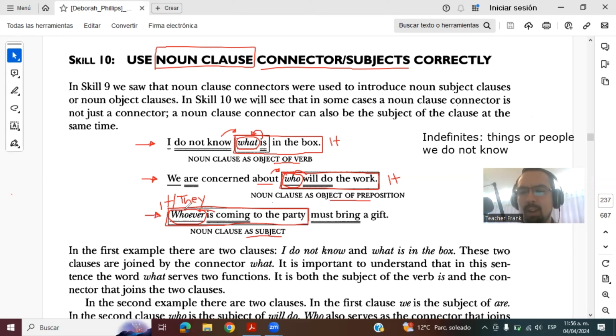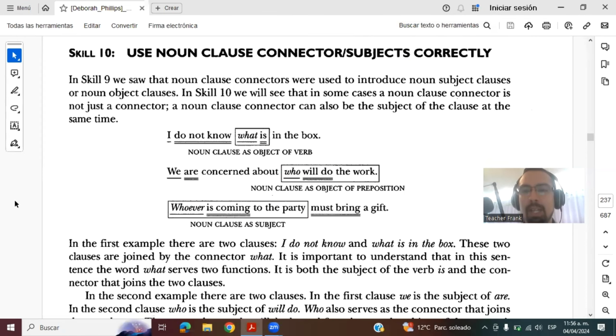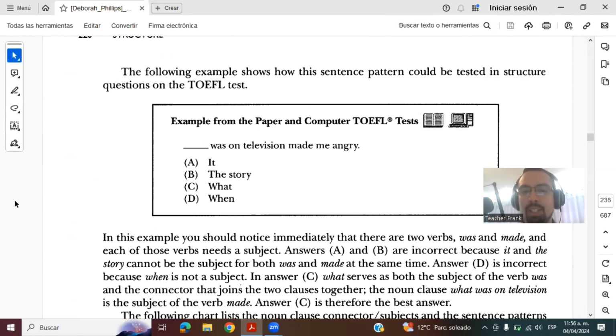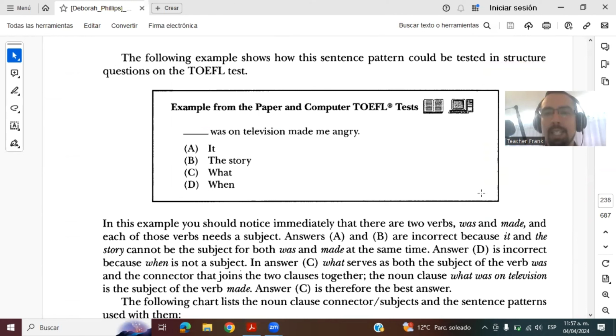So this is where it gets like crazy, but just bear with me, okay? It's easier than you think, but this is basically the idea. Now, the good thing is that there aren't many connector subjects, but we'll look at those in a moment. Okay, let's look at this example. Take a moment, pause the video if you want to, and tell me which one is correct and why.